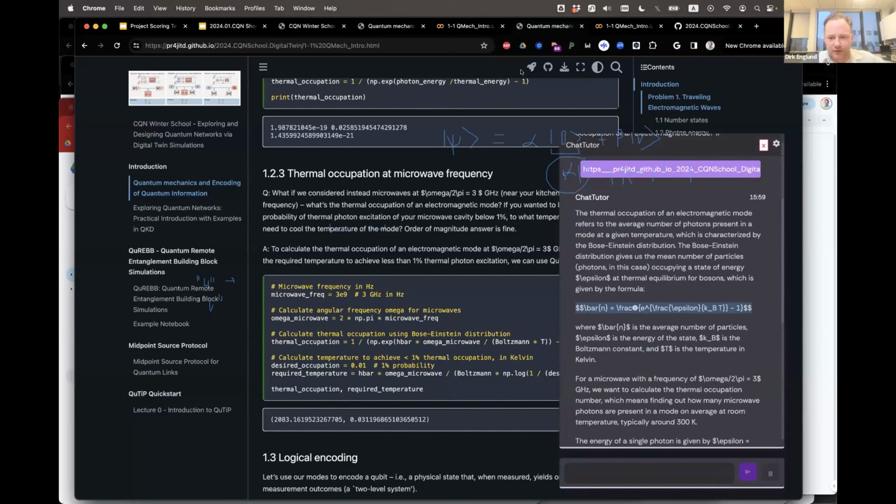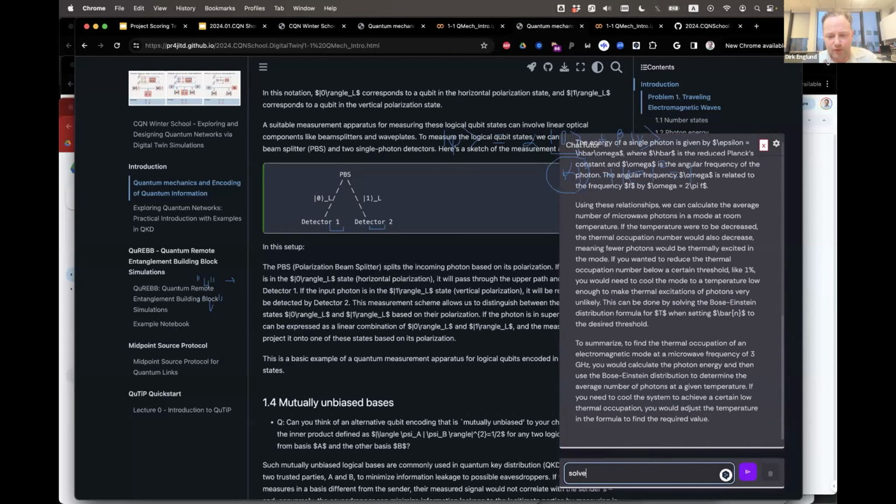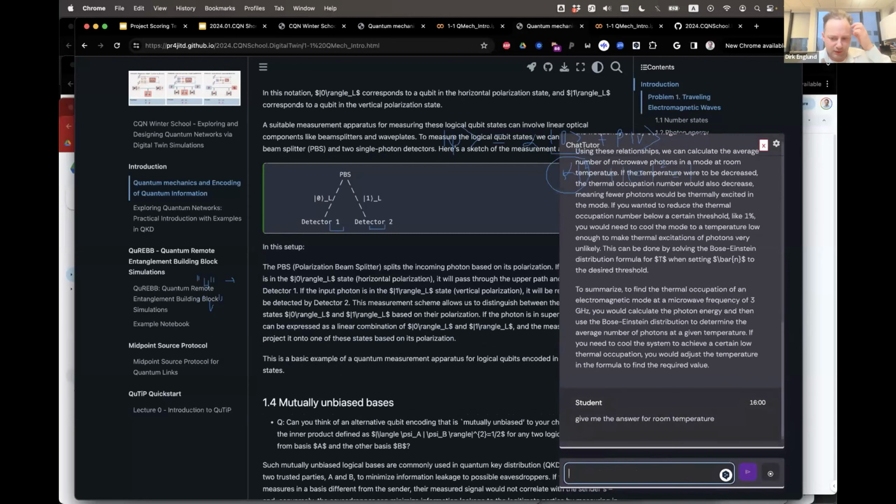So you see there's still an issue with our code in this first deployment. This should have rendered in Markdown. It didn't, but hopefully this is clear enough. You can use that relation. So we can follow up like, solve, give me the answer for room temperature. Let's see if it gives you the answer.